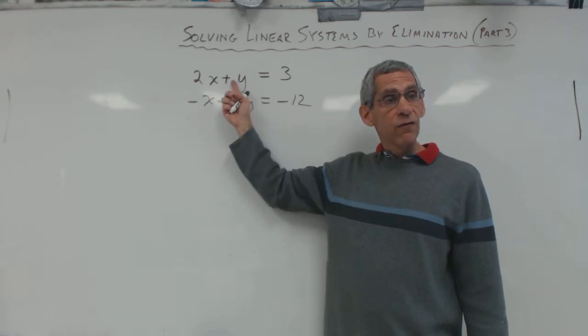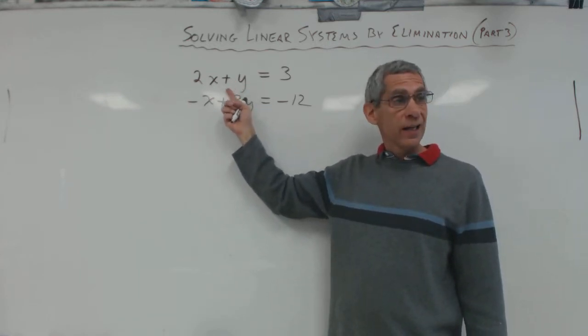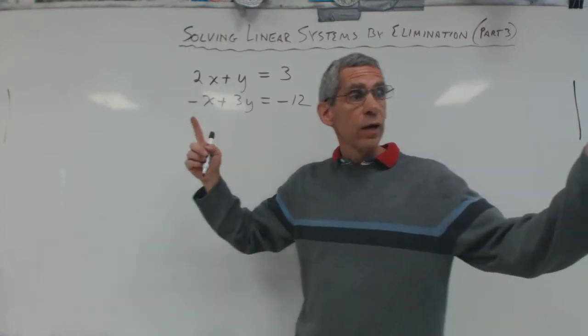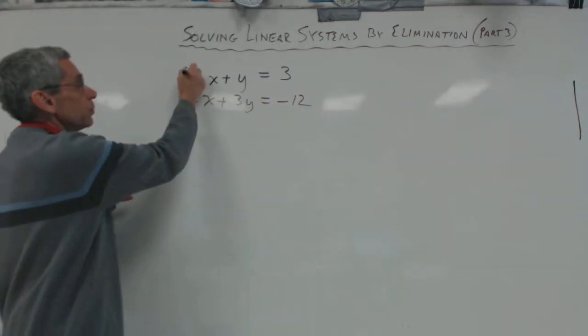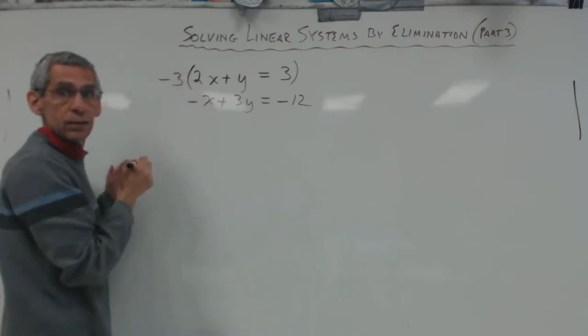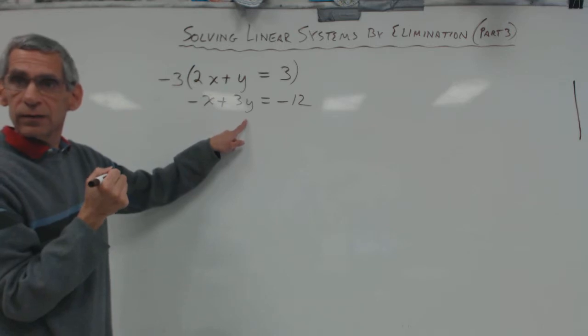One of them would have to have the 3 in front of it as well. Wouldn't you agree with me? This would have to say negative 3y for me to add these to get rid of the y's, yes? So that's one way I could do it. I could multiply the top one by negative 3. And then that would give me negative 3y and a positive 3y. Does that make sense?